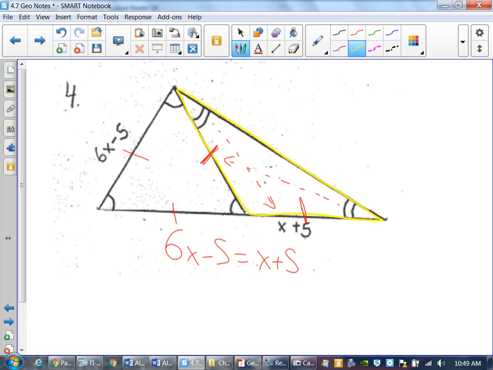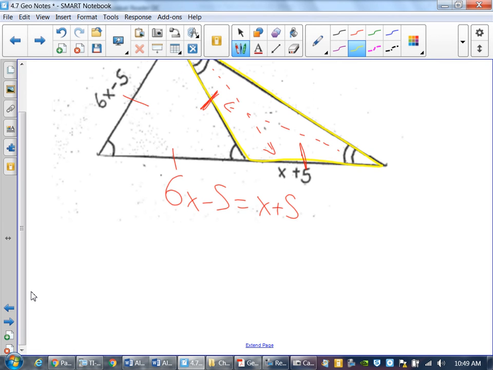Now you have a two-step algebra problem. Those are quick. Two-step algebra, you're going to add 5, you're going to subtract 1x. 5x equals 10. X is? Okay. And it all stems from being able to follow tick marks and use the properties of equilateral and isosceles.